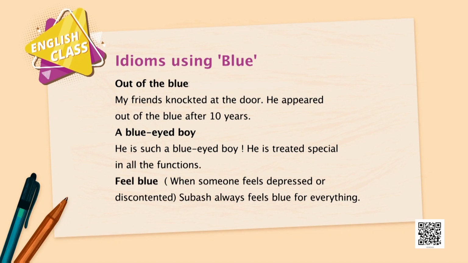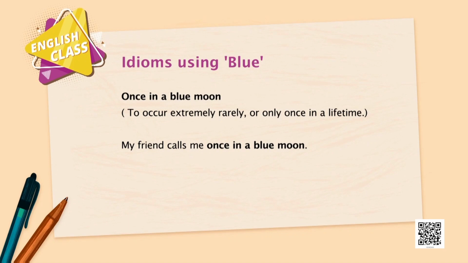Okay, next. Feel blue. When someone feels depressed or discontented. Subhash always feels blue for everything. Sometimes we say pink is jubilance, joy. Blue is the symbol of suppression, sadness. So, Subhash always feels blue for everything. Some people are worried about each and everything. We should not be feeling blue every time. Come on. Now, next one with blue.